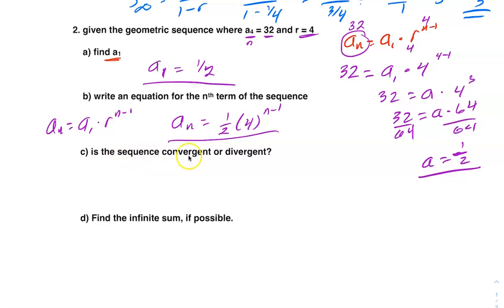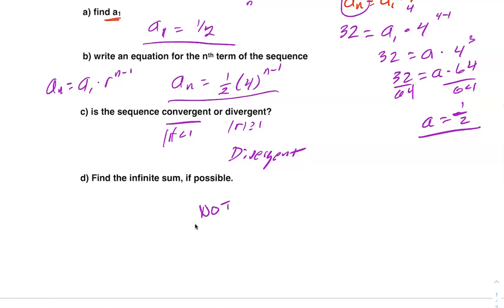Is the sequence convergent or divergent? So remember, same concept. If r is less than 1, it's convergent. If r is greater than or equal to 1, it's divergent. r here is 4. So this is divergent. And find the sum if it's possible. It is not possible. It's only possible when r is less than 1. So not possible. And that was the self quiz.